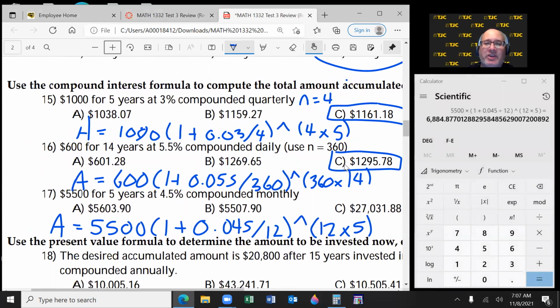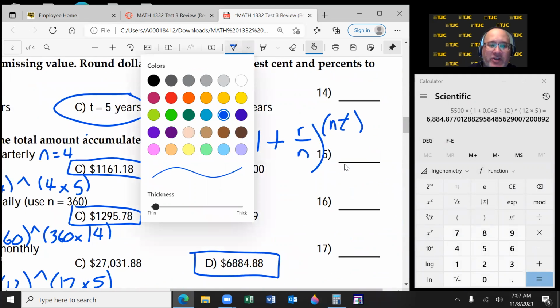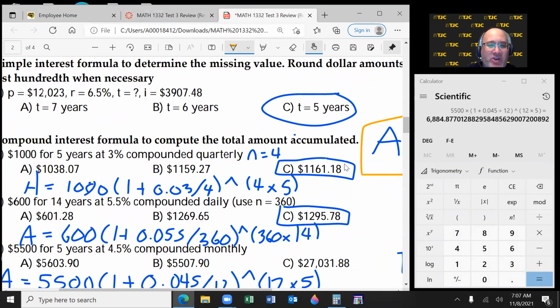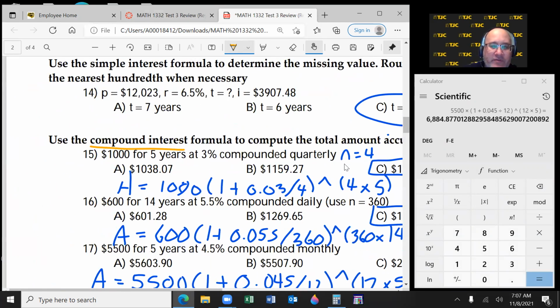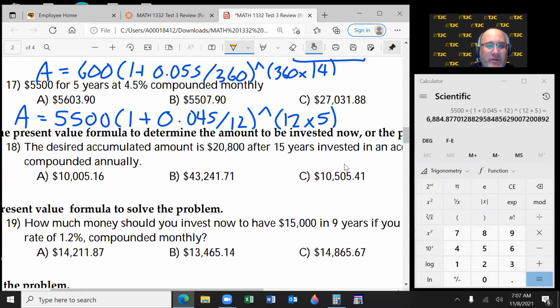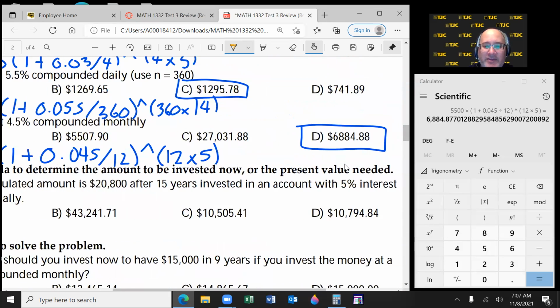They were just direct applications of that formula right here, which I'm about to put in the yellow box. Just remember, when it says compound interest, this is the only formula that you really need to use, unless it says present value and it's compound interest.